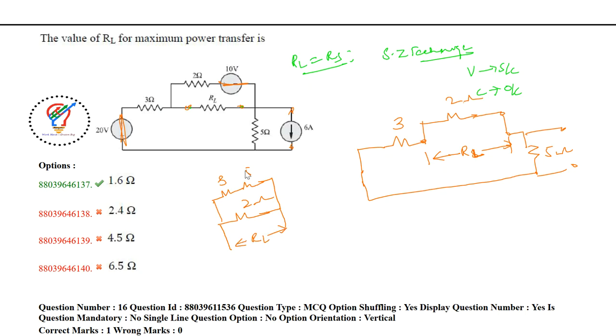Now we need to find the value of RL. The simple thing is 3 plus 5 is 8. So RL will be 2 into 8 by 2 plus 8, which is 16 by 10, about 1.6 ohm. So the answer will be 1.6 ohm.